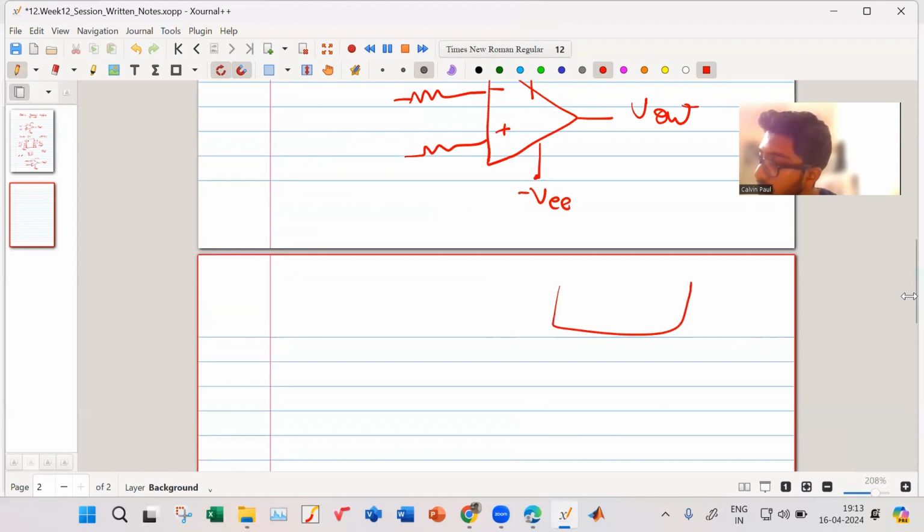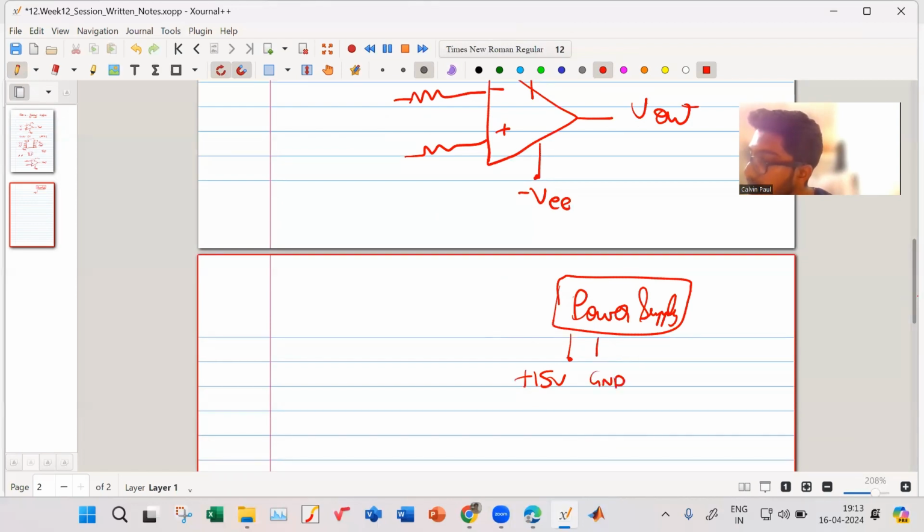You will require a voltage source, like a power supply, right? Yes, sir. You require a power supply, and that power supply should generate some plus 15 volt. There will be some ground of the power supply as well. Okay. This is assumed to be your ground, and this is your minus 15 volt. So this plus 15 will go to VCC.